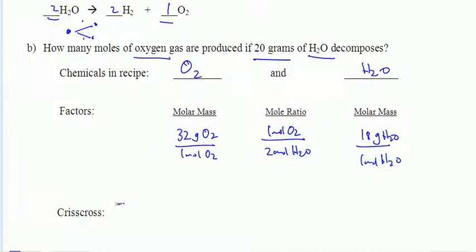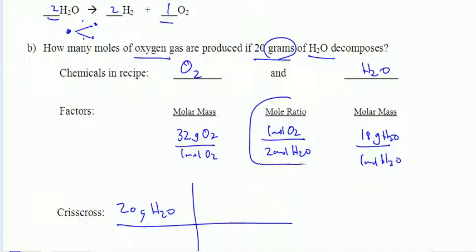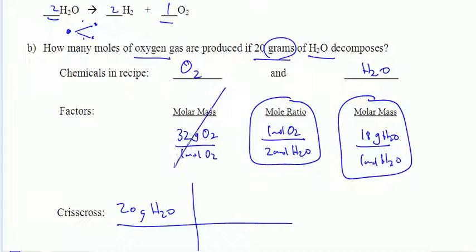We're starting with 20 grams. Okay, so we have grams in the problem. We're always going to use this middle ratio. We have grams of H2O, so we're going to have to use this one also. But we do not have grams of O2, so we do not have to use this. So grams of H2O on the bottom, and I find it right here. 18 grams of H2O for every 1 mole of H2O. Done.